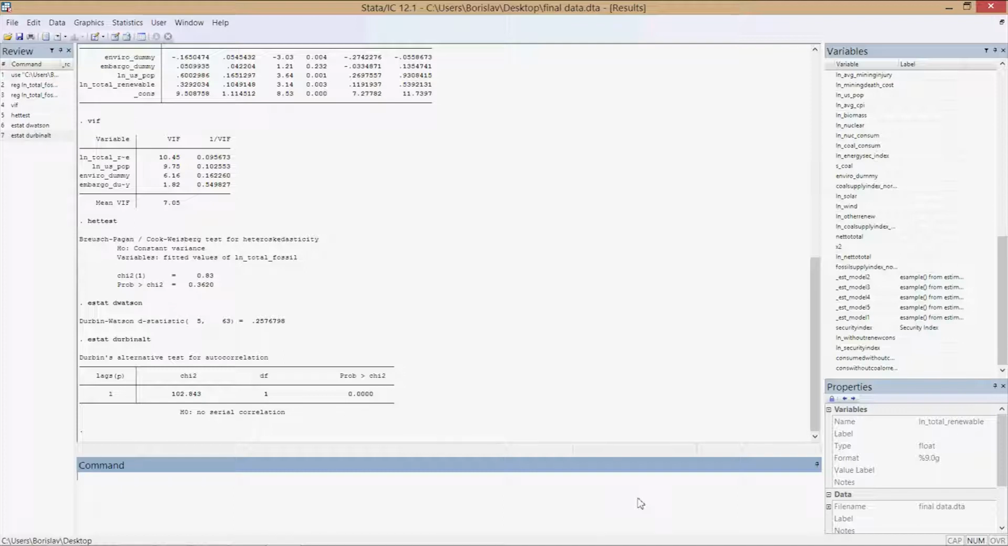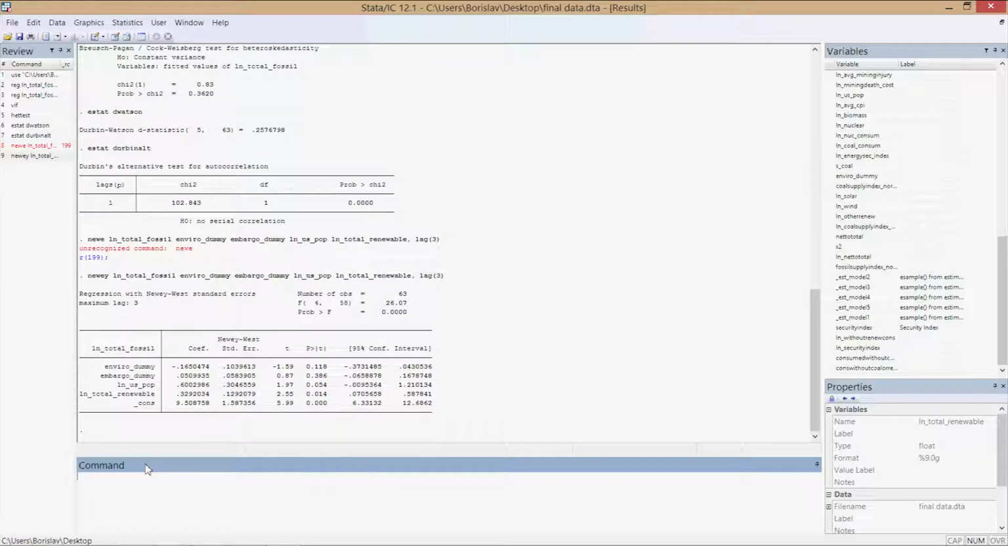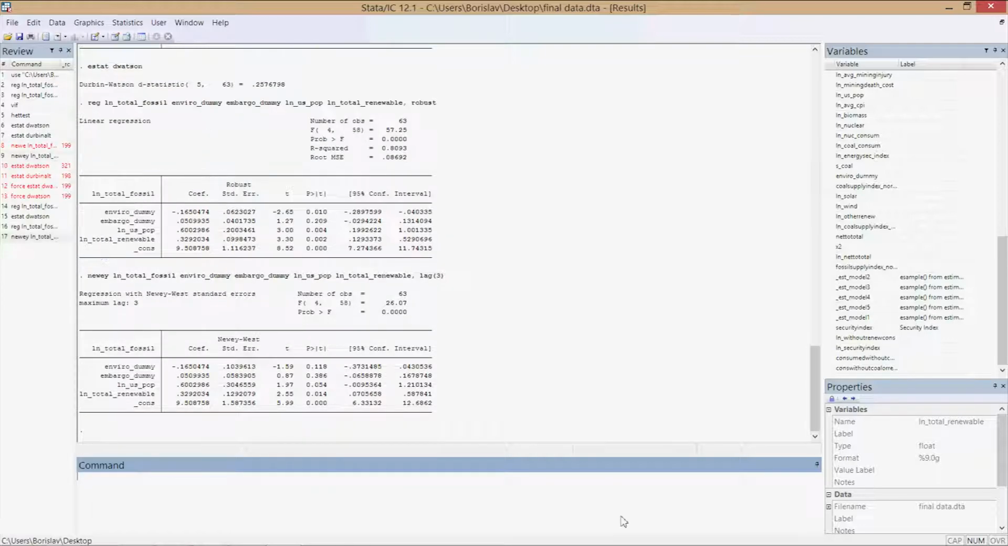I'm going to press page up until I pull up my regression here. Click the home key to go forward and delete this and type in newey. Go all the way to the end, type in comma, lag(3). And I think that should be sufficient. There it is. So now that we've run a Newey-West regression with different standard errors, we can see how the standard errors have changed, how the coefficients have changed, and which ones are no longer statistically significant and by how much.